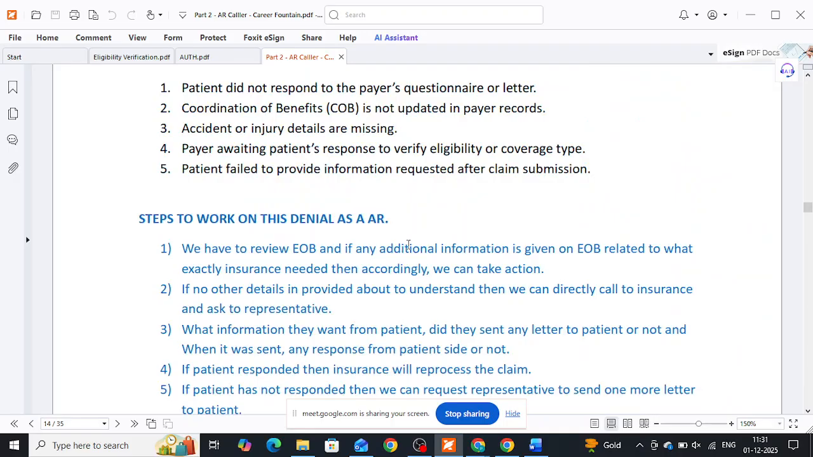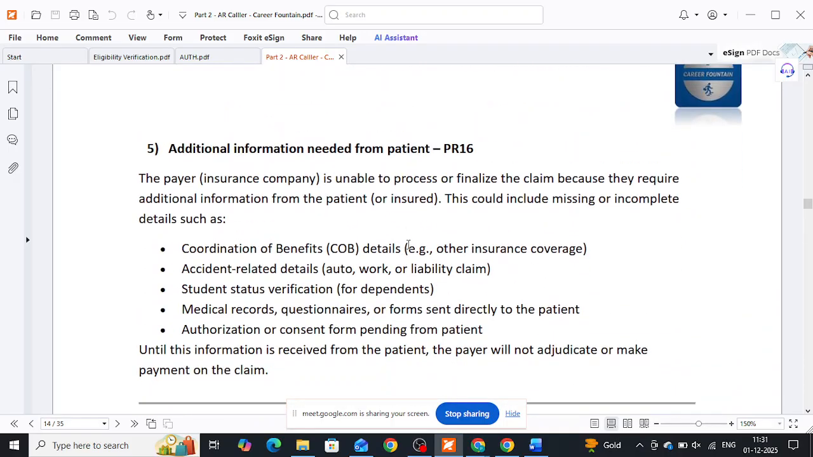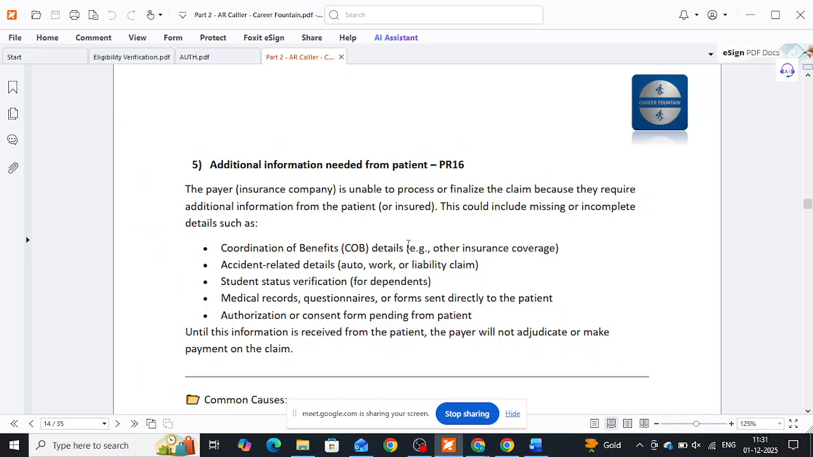And if additional information is needed from the provider, that means we will receive a denial as PR16. As a provider, we can ask them what information they want from us. If they say they need a particular medical record or the invoice copy or anything, we can send it to their fax number or upload it on their web portal. Multiple options can be there.